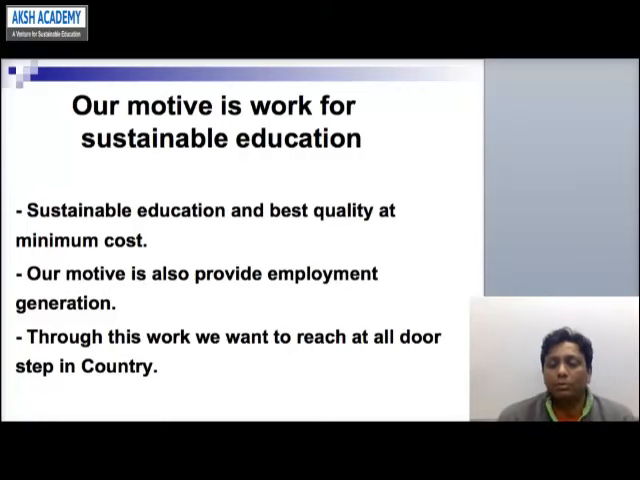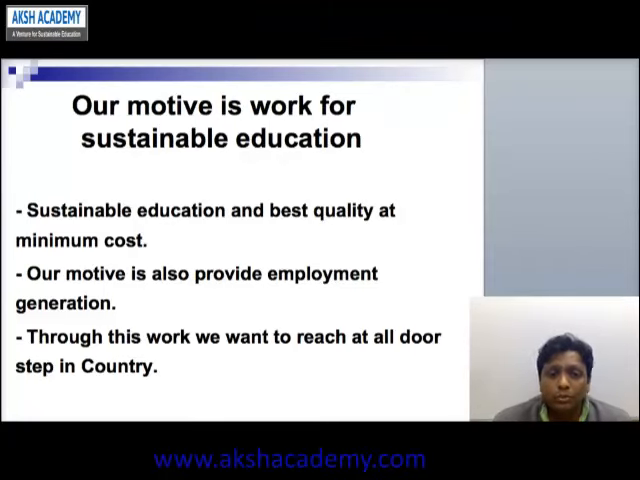Of course, when more students collect here, the money and finance problems, whatever the requirement, will be fulfilled. So definitely my target is to decrease the prices with time as the student number increases here. And of course, as I told you, through this work, we want to reach every doorstep in the country.